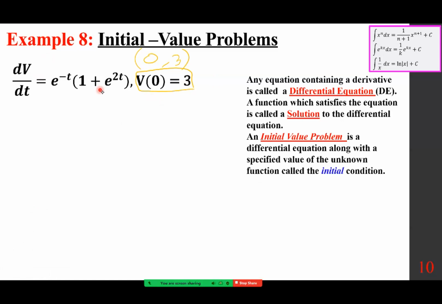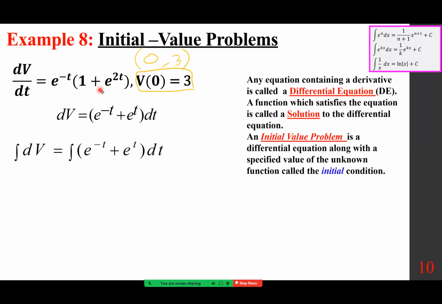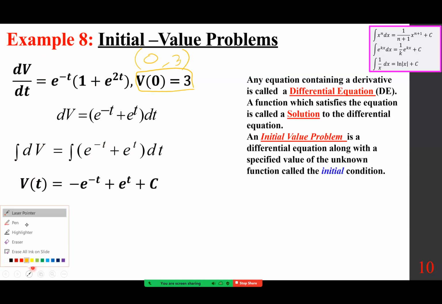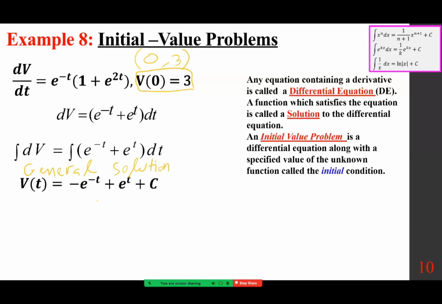dv is the right side times dt. Integrate both sides. So this is v of t. What is this one? When we divide by -1, we get minus e to the power minus t. This one is itself, and a constant. What you're looking at is a general solution, which is a family of functions. And if we didn't have this pair, we would be done, but we do.